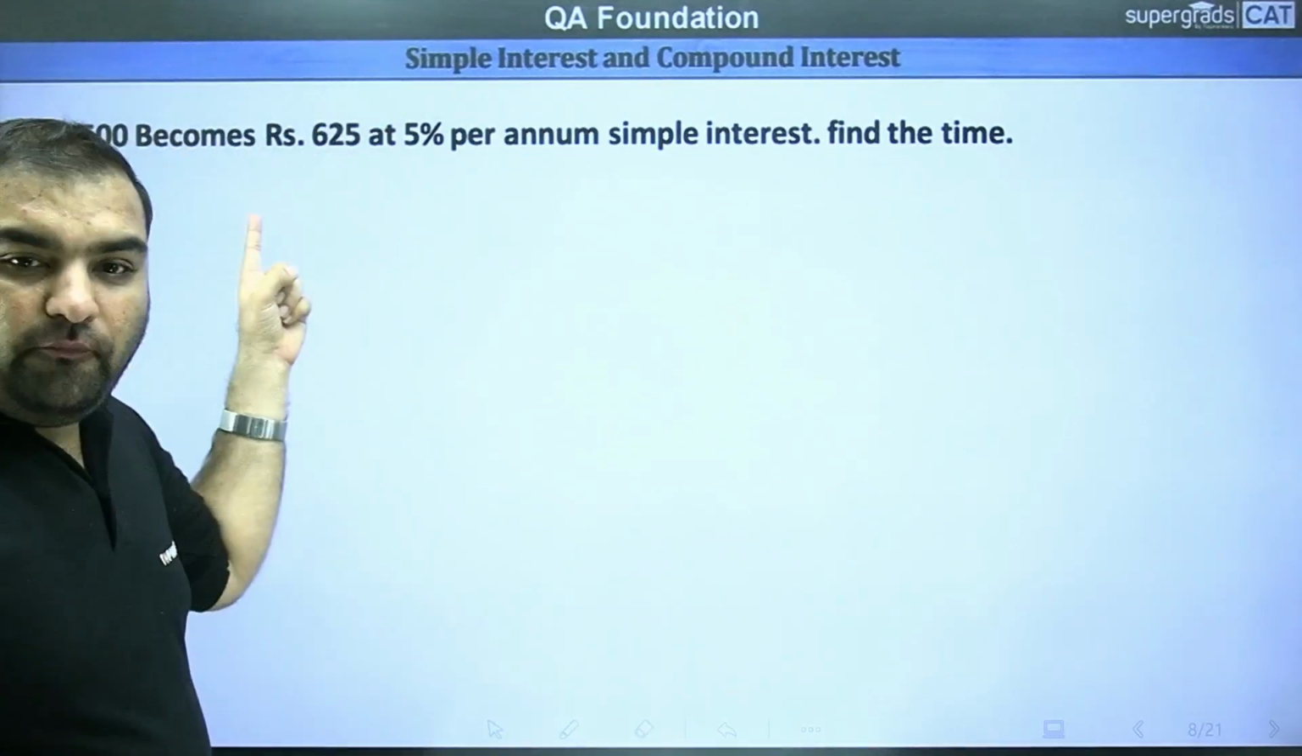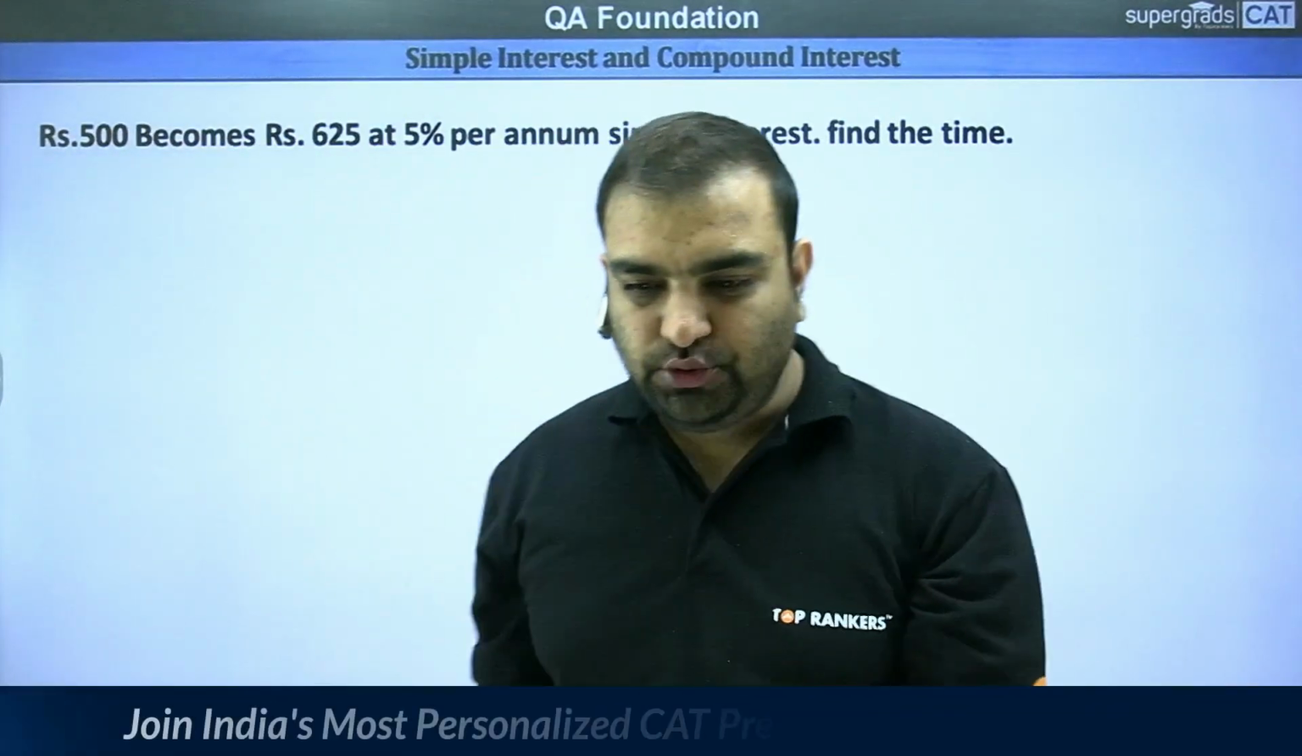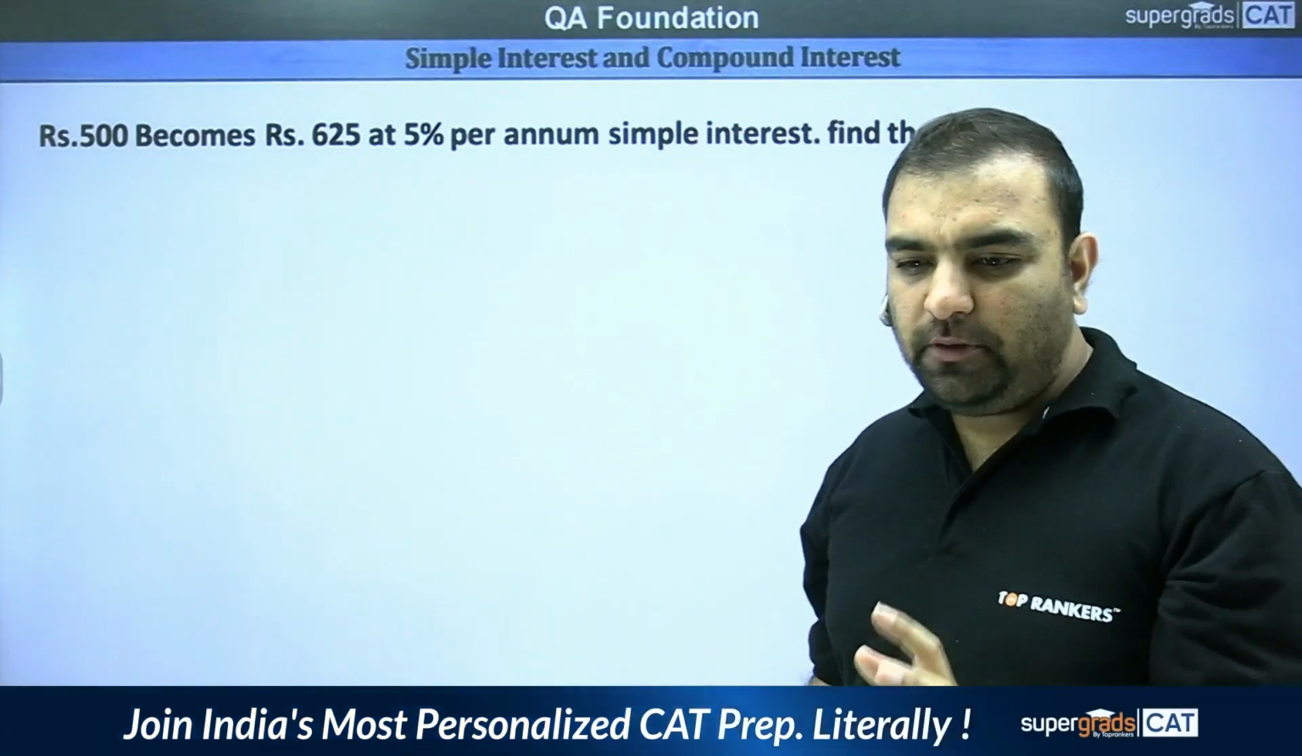A principal of rupees 500 becoming 625 at 5% per annum simple interest. Find the time.